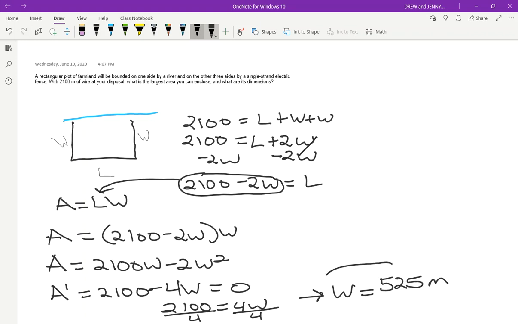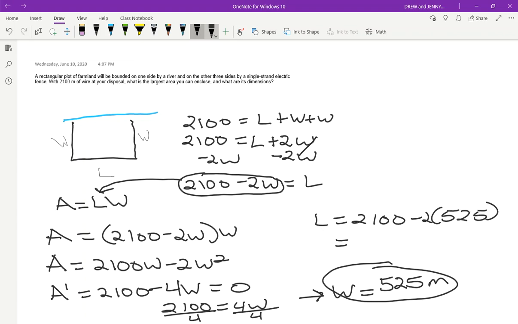Okay, so that's half of my answer. The other half of the answer is to figure out the length. Okay, the length is found by taking 2,100, subtracting 2 times W. We now know that W is 525. And so our answer then, 2,100 minus 2 times 525, and we get 1,050 meters. Okay, so there's my length.